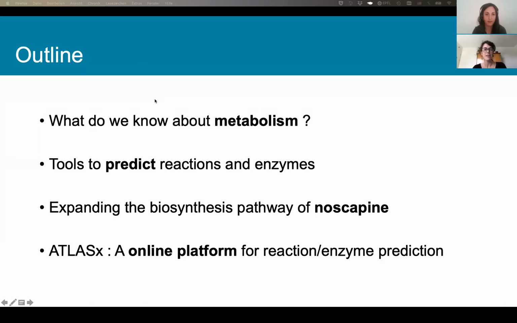I will first give you an introduction on what we know today about metabolism, and then I will continue to show you the tools that we can use to predict reactions and enzymes. And then I will show you how we use these kind of tools to explore the biosynthesis pathway of a compound called noscapine. And in the end, I will also present you an online platform that people can use to do reaction and enzyme prediction that we also developed at EPFL.